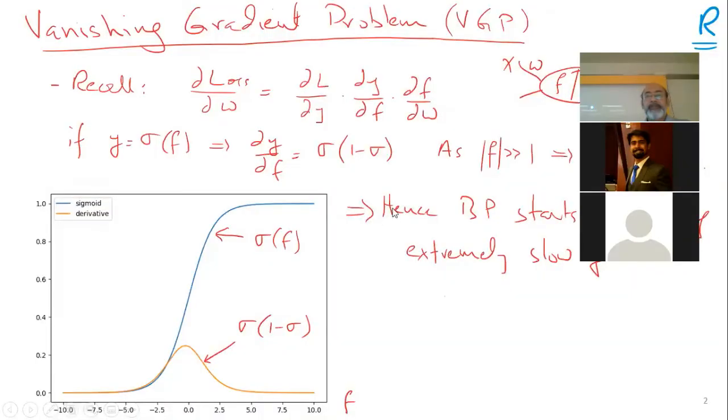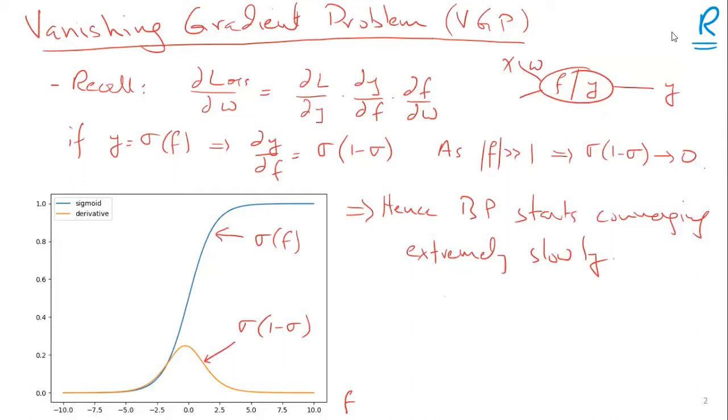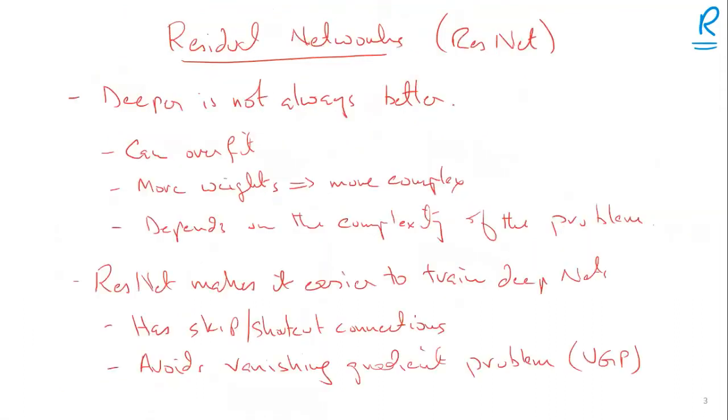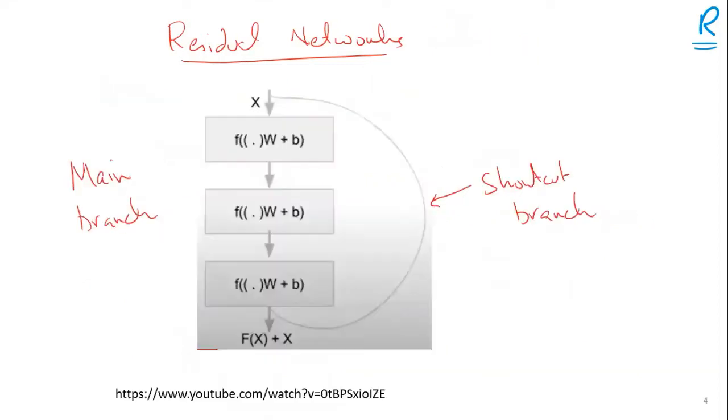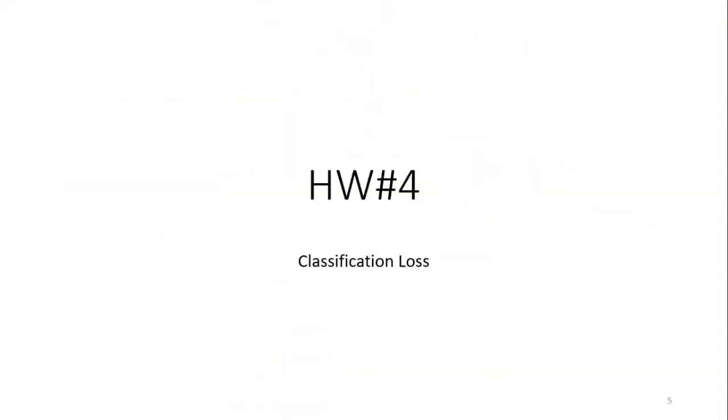Right, so let's take a quick look at what we've been discussing in the past. Last week, we talked about the vanishing gradient problem. We also talked about residual networks, and the shortcut branch in that. So now let's talk a little bit about homework number 4.